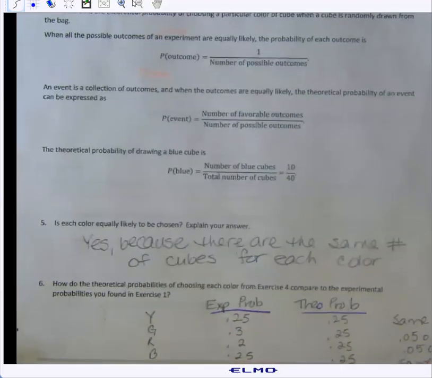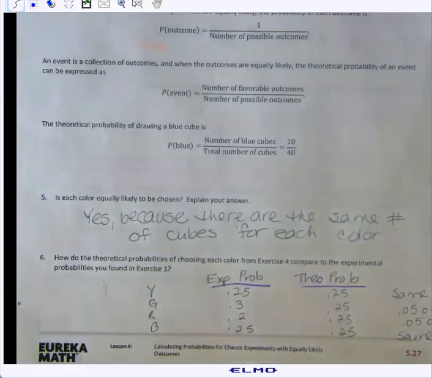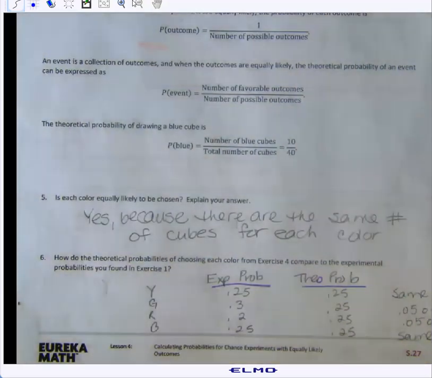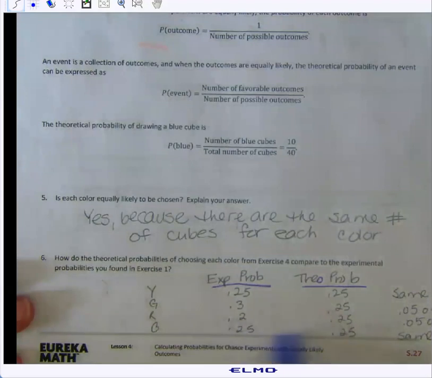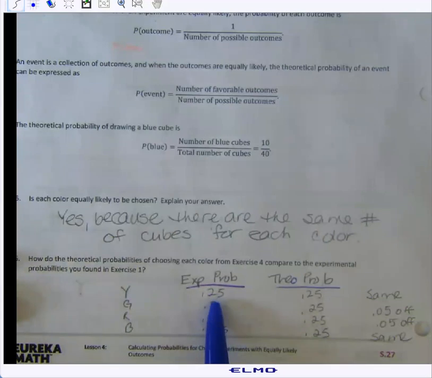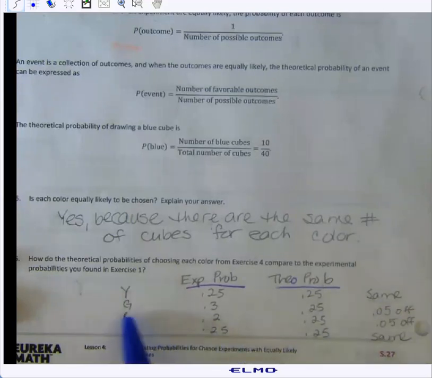Number 6 wants us to compare the theoretical probabilities of choosing each color to the experimental probabilities that you found in exercise 1. Okay. So compare the two. We already have a sense that they're very similar, but let's just write it down in a chart form so we can see them side by side. For yellow, if you remember, we calculated the experimental probability as 0.25, and then we found the theoretical probability to also be 0.25, so they were exactly the same. That's pretty amazing. That doesn't always happen that way.